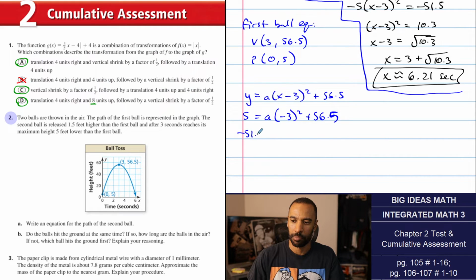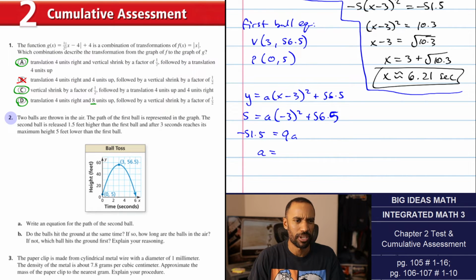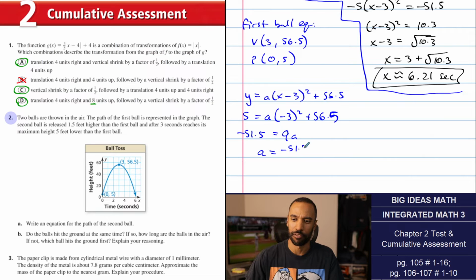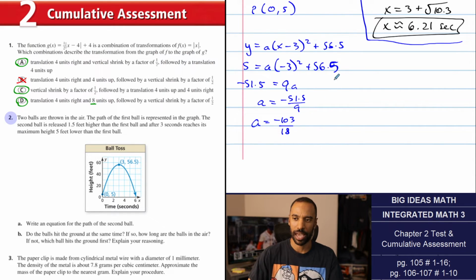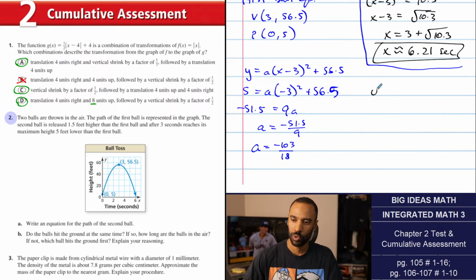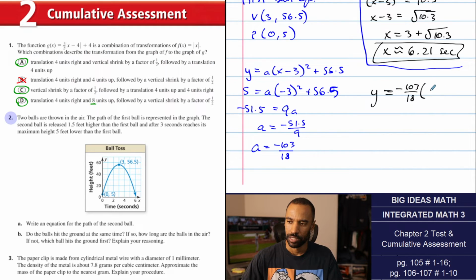This becomes negative 51.5 over here when subtracted. Negative 3 squared is 9. So A here is, this is going to be a clean number? No. So I'll just write negative 51.5 over 9. If I double negative 51.5, so I don't have a weird fraction, I get 103. So negative 103 over 18. No one's favorite to look at. But this equation will be Y equals negative 103 over 18 times X minus 3 quantity squared plus 56.5.